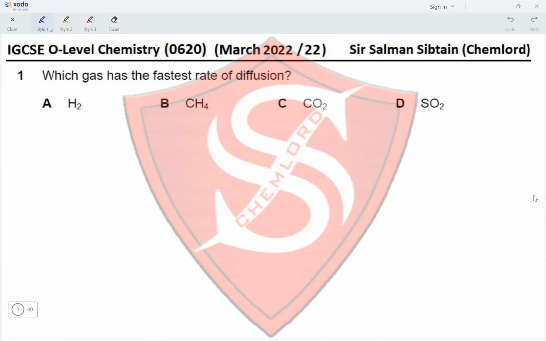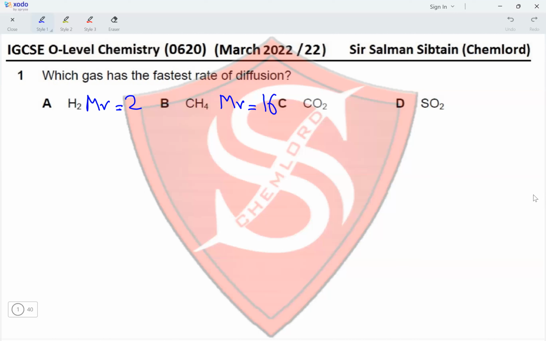So the first gas is hydrogen. So hydrogen atom has an AR value of 1. Therefore, the MR of hydrogen gas would be 2. And the next one is CH4. So in CH4, we have got one carbon atom and we have got four hydrogen atoms. So that would be 12 plus 4 giving us an MR value of 16.